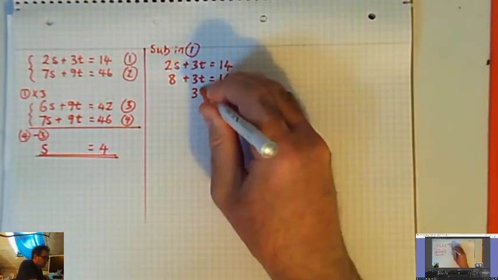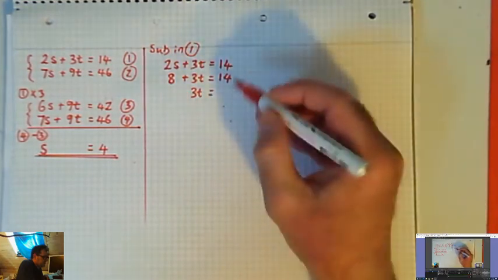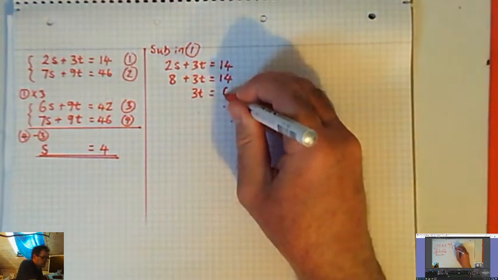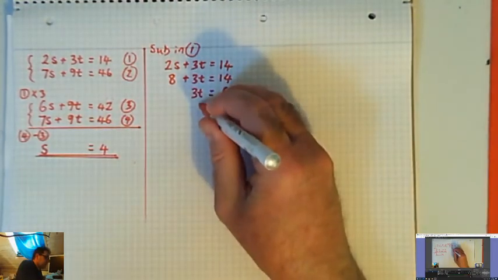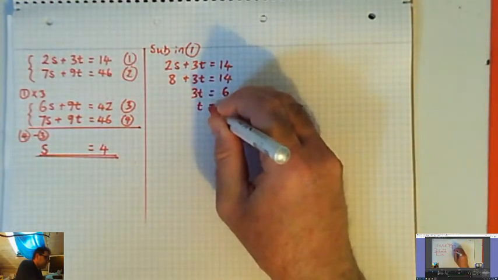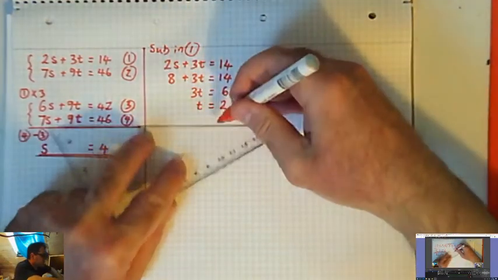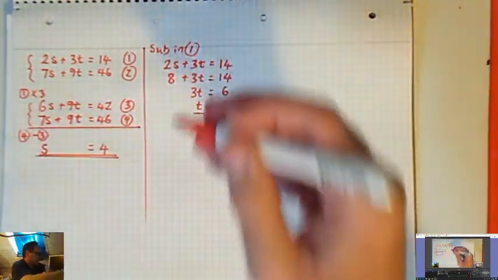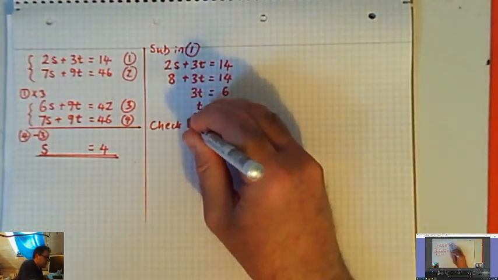So 8 plus 3t equals 14. I'd quite like to get the bit with t on its own, so I'll take away 8. I've got to do the same the other side because it's like a balance. So I get 3t equals 6. I just want to know what a single t is, so I'll divide everything by 3, and that gives me that t equals 2.